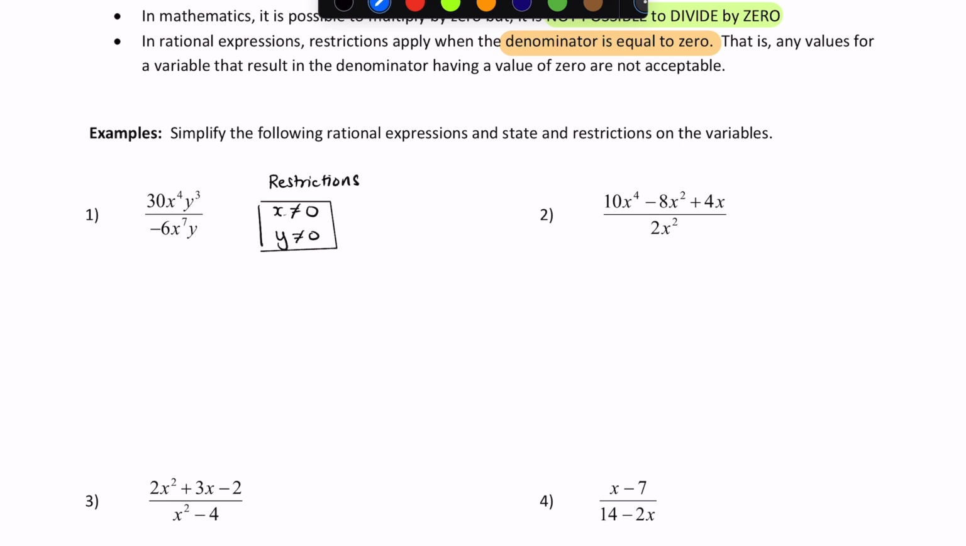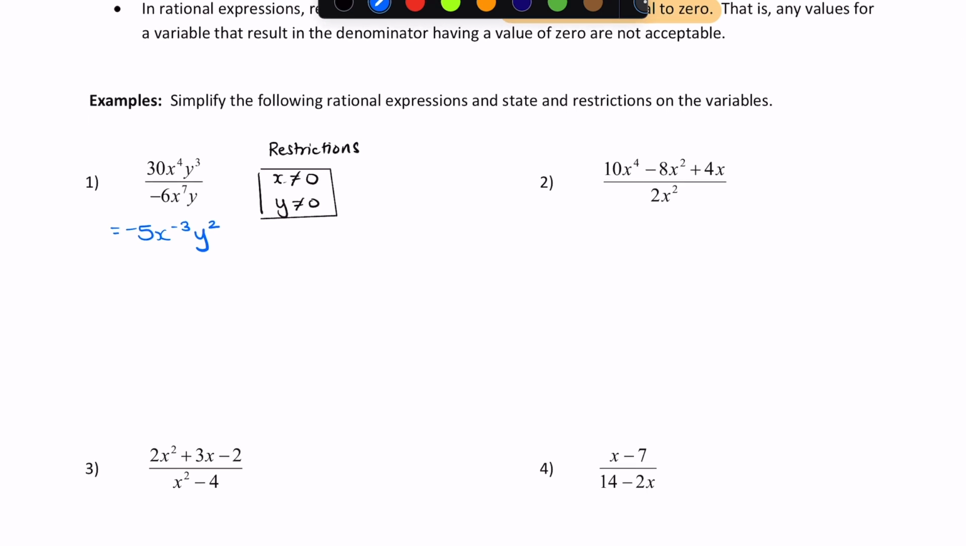30 divided by negative 6 gives us negative 5. Using exponent rules, we have x to the power 4 divided by x to the power 7. This gives us x to the power of negative 3. Y to the power 3 divided by y to the power 1 is y to the power of 2. Remember here with exponent rules, anytime we're dividing, we are subtracting the two exponents as long as the base is the same.